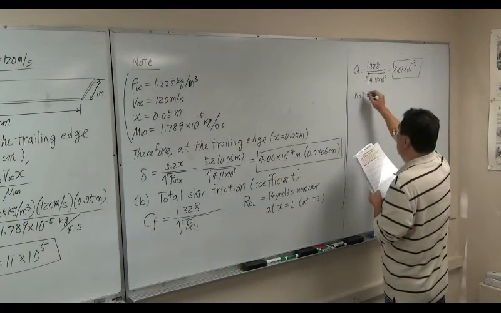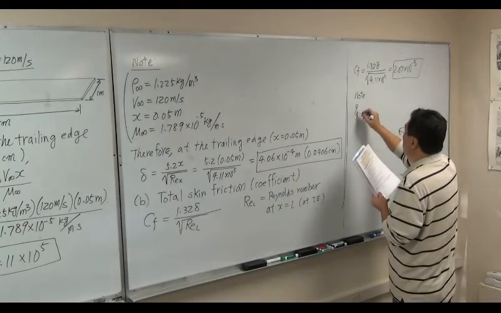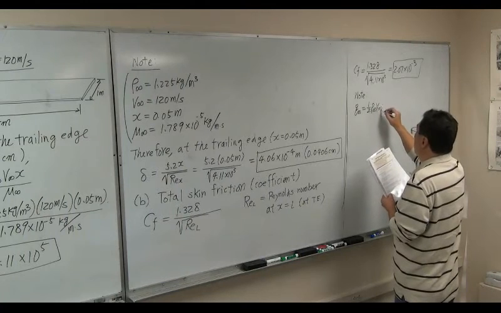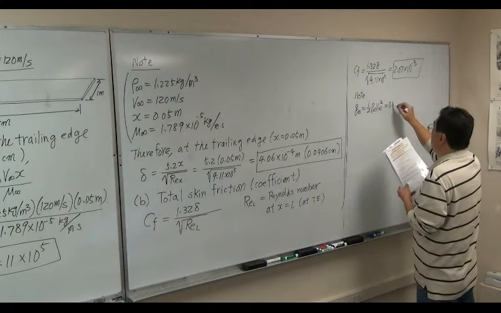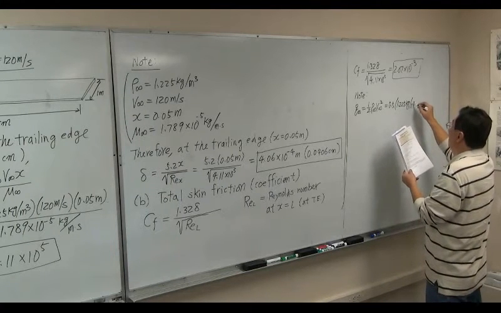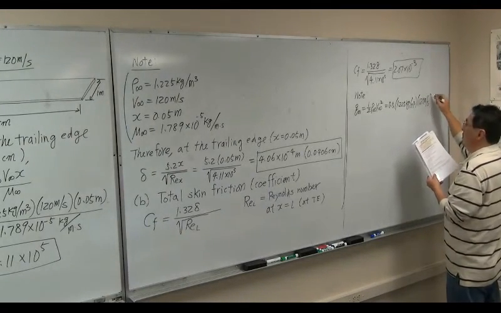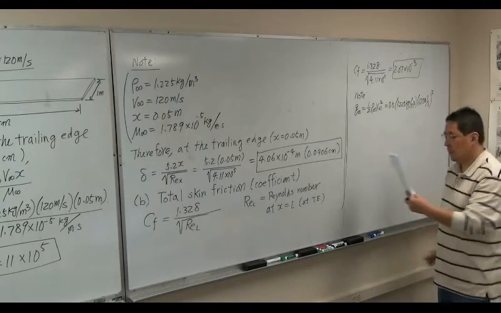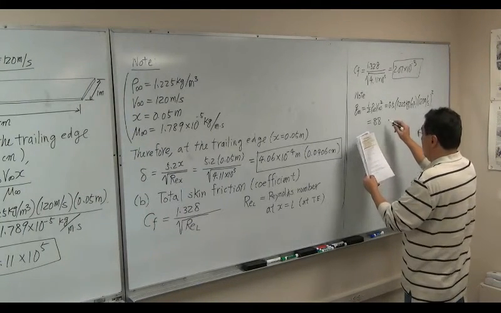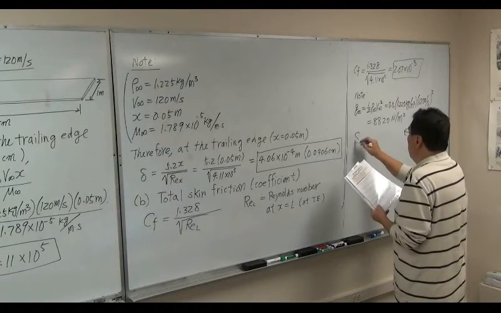Now, how much skin friction drag is developed? Let's find the dynamic pressure of the free stream. This is 1/2 rho v squared. This is 0.5 times density 1.225 times velocity 120 meter per second squared. Can you see it? Okay. This is going to be 8,820 Newton per meter squared. So this is the dynamic pressure of the free stream.